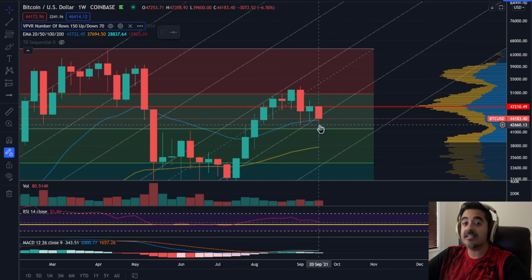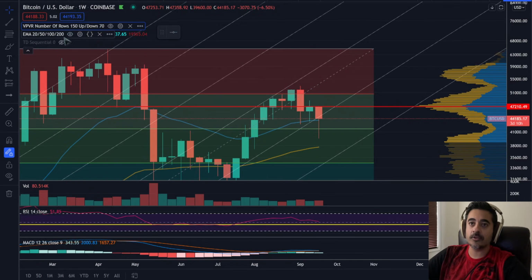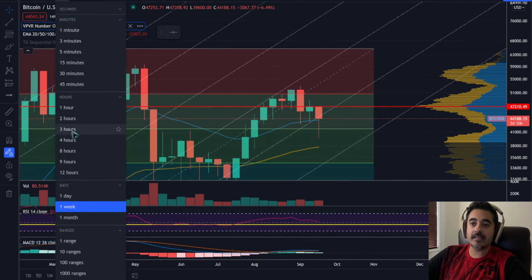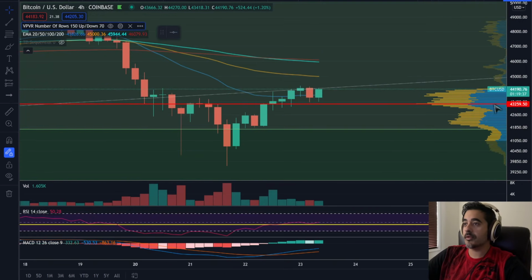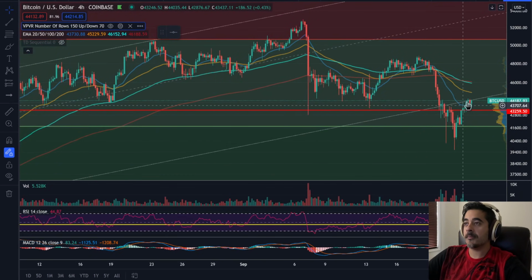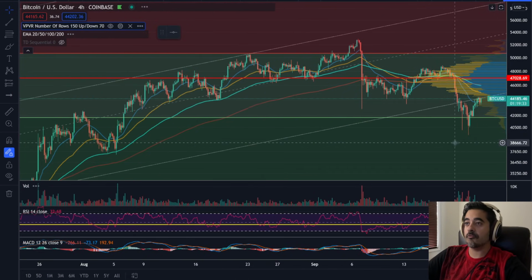And it may be a few weeks until we get confirmation. So keep an eye on that on the weekly chart. Very important. Let's move down to the 4-hour. This is where we really see some more granular information. Now you can really get an idea of what's been happening.